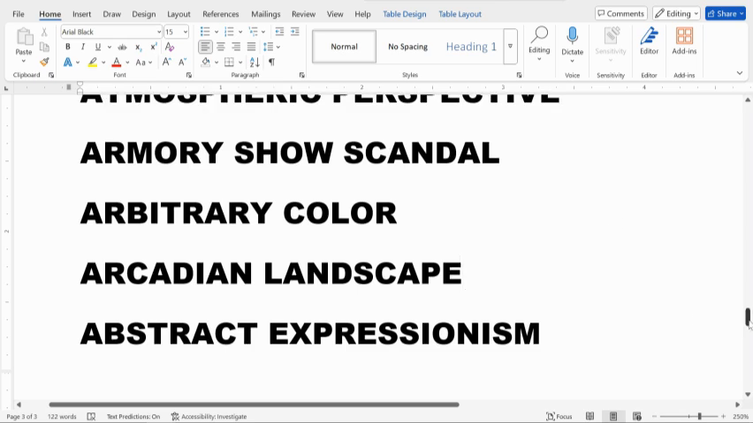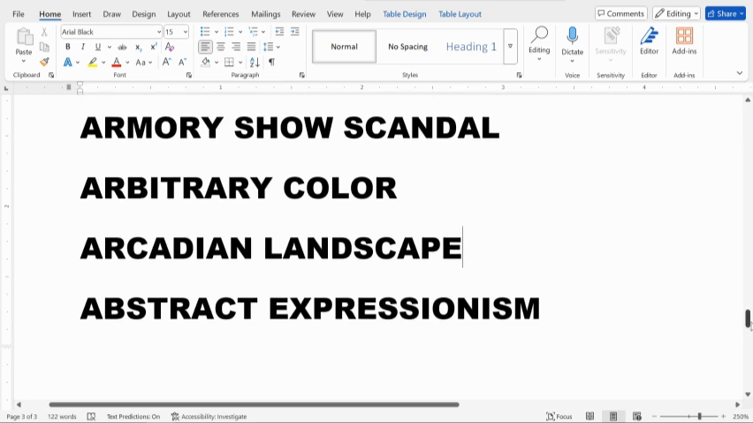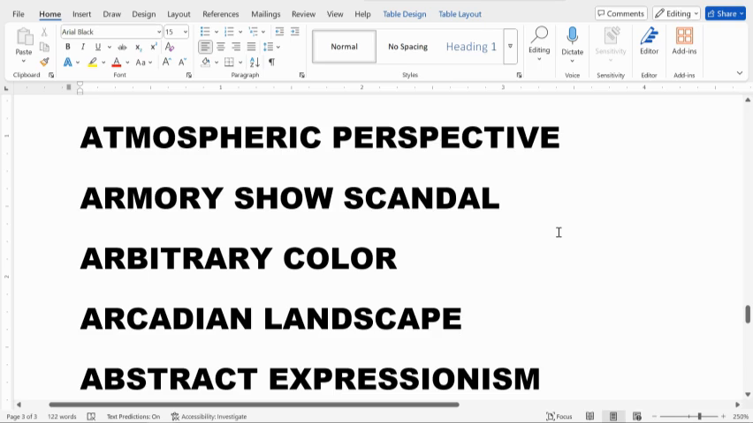All right, the Armory Show scandal. There's a question about that one. What was the scandal? And it really wasn't, I don't want to say a scandal. The Armory Show was shocking to the American audience. That's the scandal. And then what artwork was the most shocking of them all? The chair. Yeah.